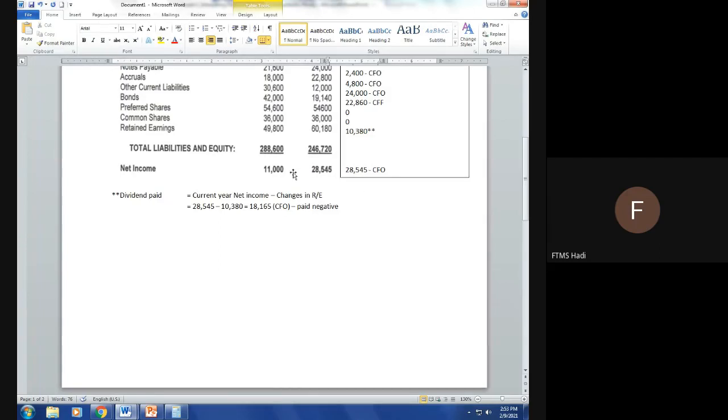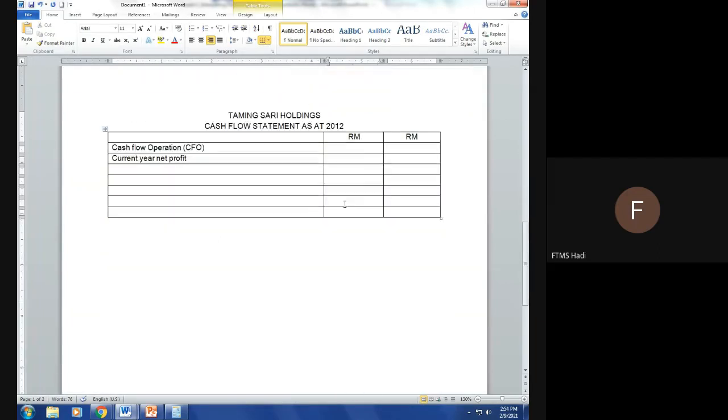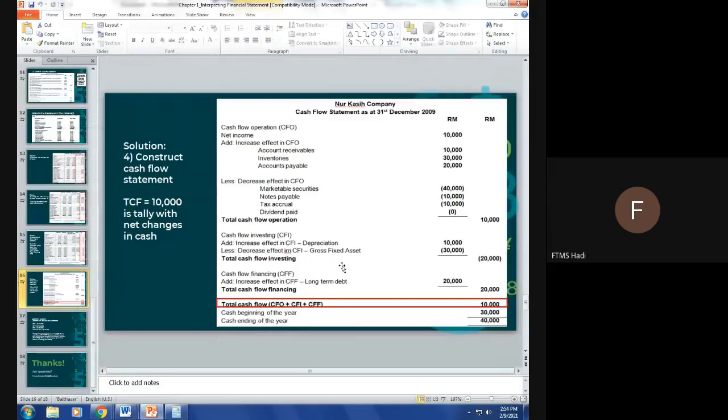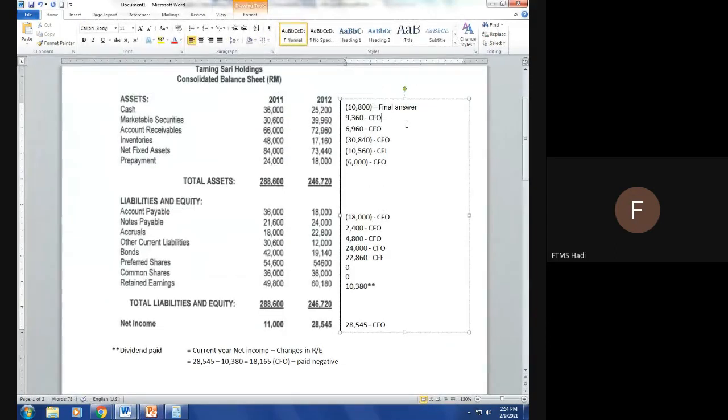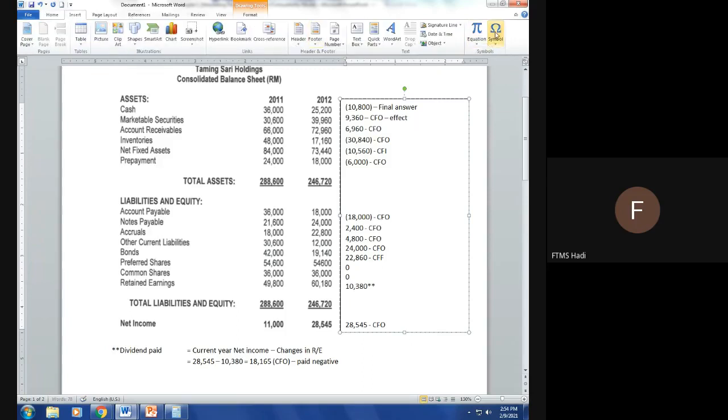Yeah, current income here. Do not use 11,000, it is not there. 28545. Okay, and then add. What do you want to add? Add whatever has an increase effect in CFO. So in this one, as you can see here, even though the difference is positive, from 30,600 ringgit to 39, it means that the asset is increased. However, the effect will be decreased. So the effect will be, I put a symbol there.